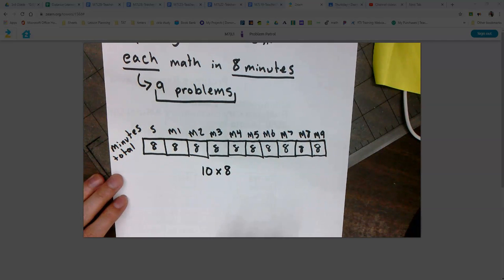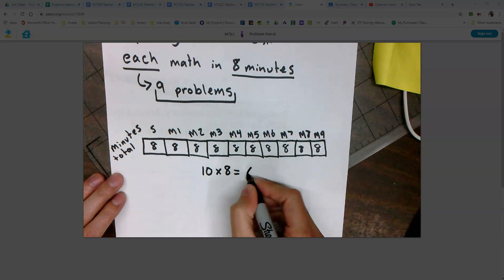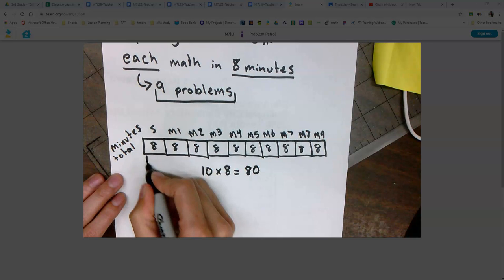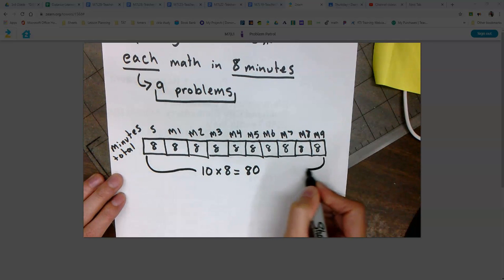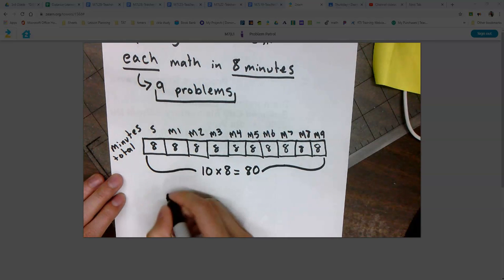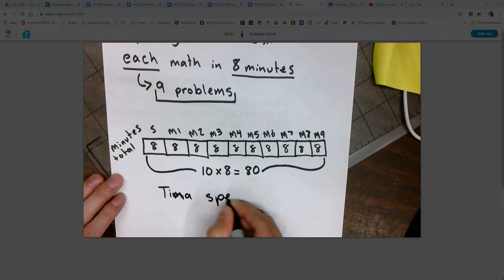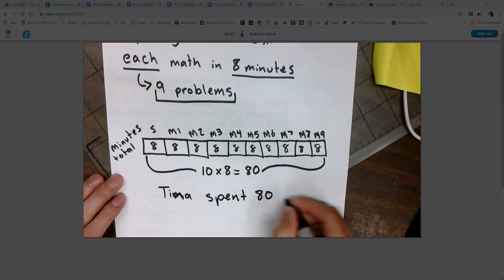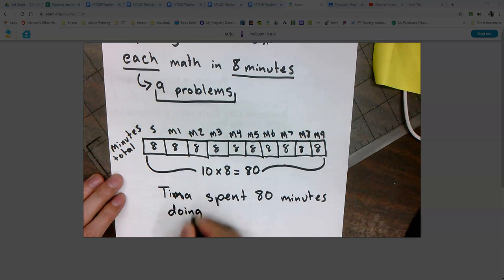We know how to do multiplication by tens, and even if we're having a hard time, we know we could skip count by tens 8 times very easily to get the answer. 10 times 8 is 80. That means this total number of minutes here, all these 8s together, was 80 minutes. That's a lot of homework. So let's go ahead and write that. Tina spent 80 minutes doing homework.